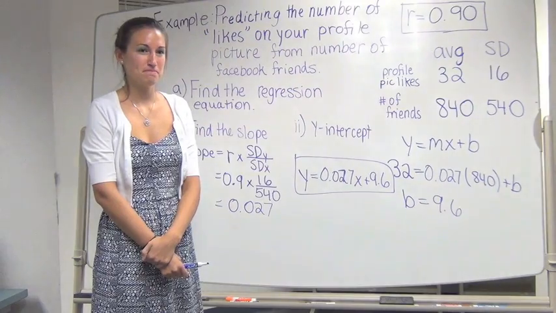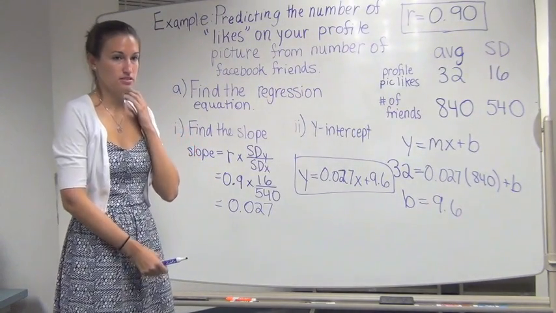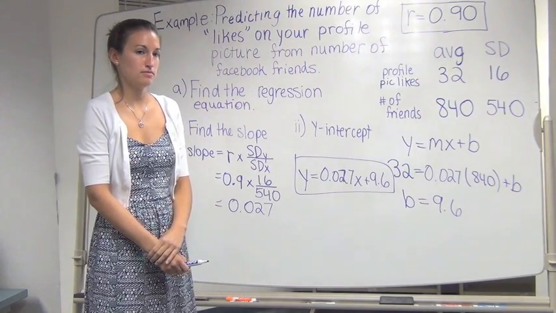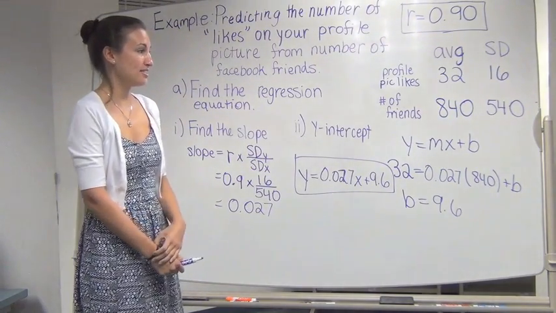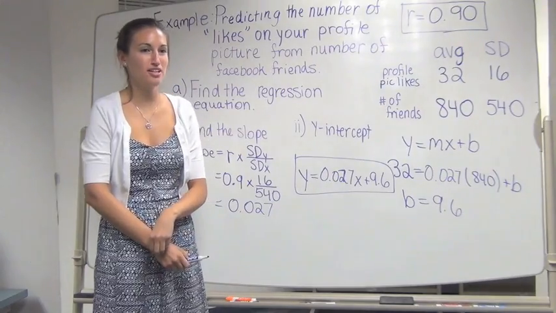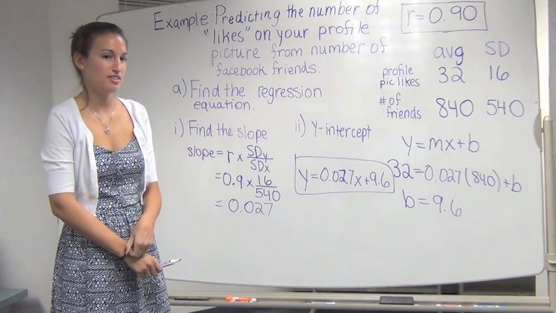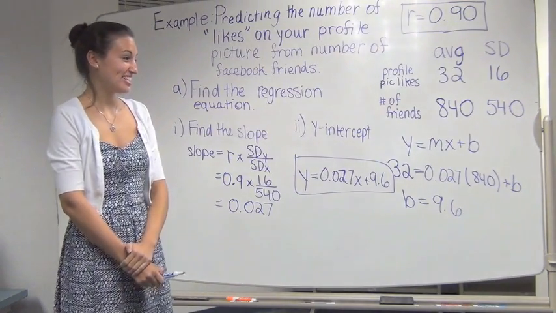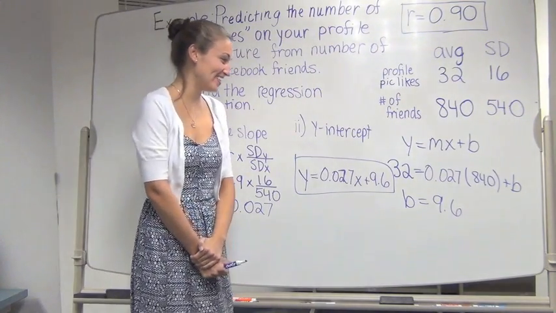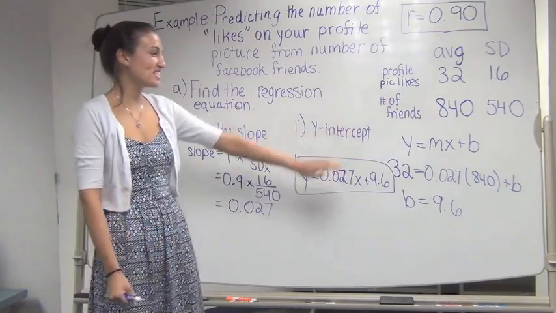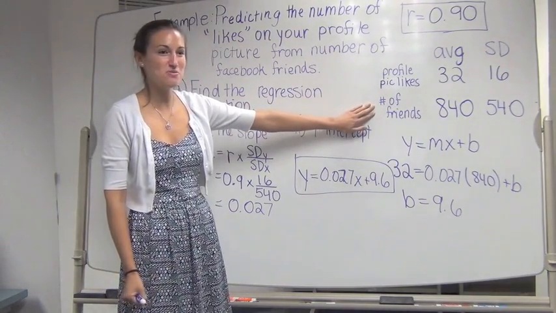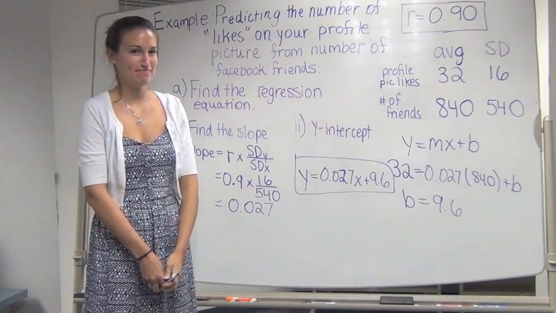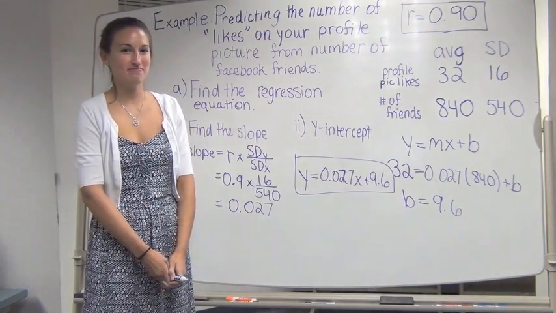So based on where the other points are, the slope would mean that for each, so x is the number of friends, right? Correct. X is the number of friends, Y is the profile picture likes. So it means for each extra friend, you're going to get 0.027 of a like? Yes, that is true. For each friend you get, you're going to get 0.027 more likes. Are there any other questions?